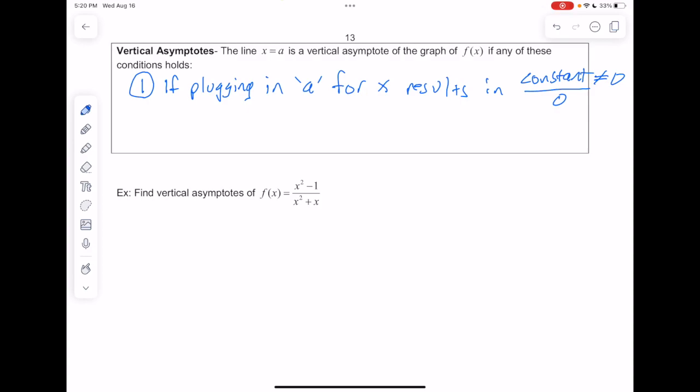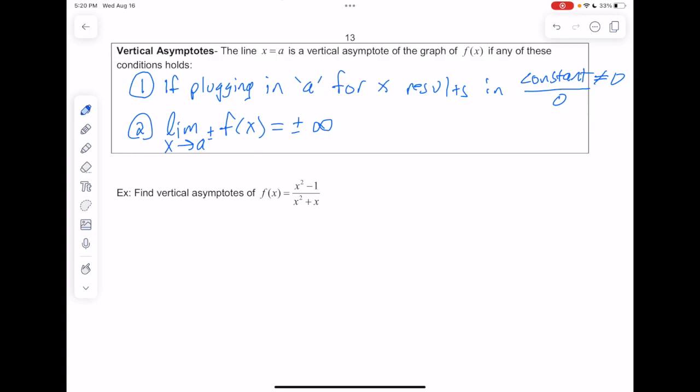If you were looking at a graph and you could see that the limit as x approached a from either the left or the right, so I'll put plus or minus, if the limit from the left or the right was either positive infinity or negative infinity, in either of those cases, that also results in a vertical asymptote at x equals a.